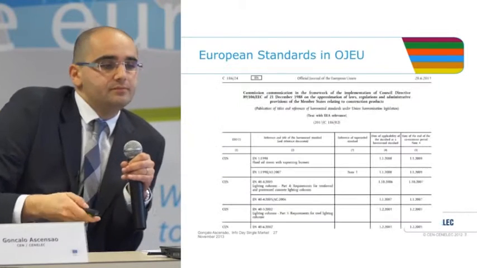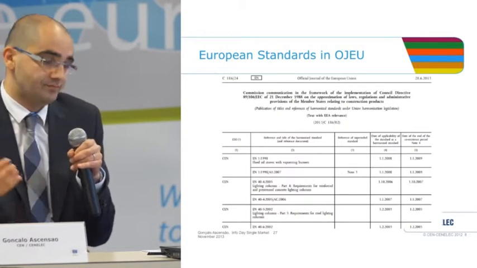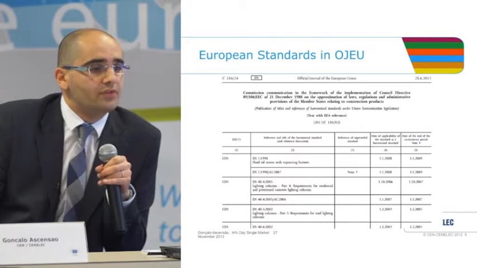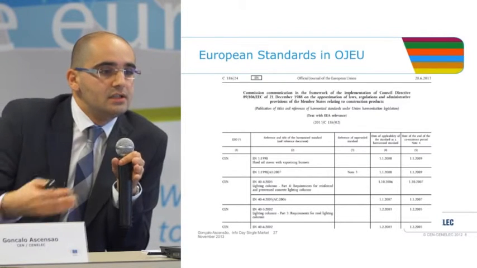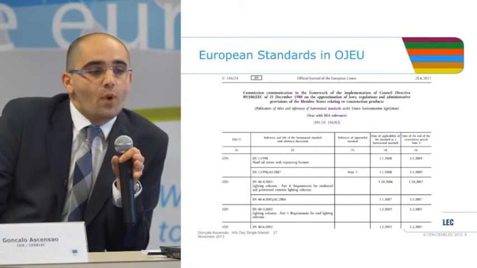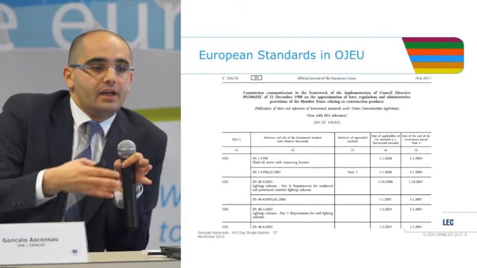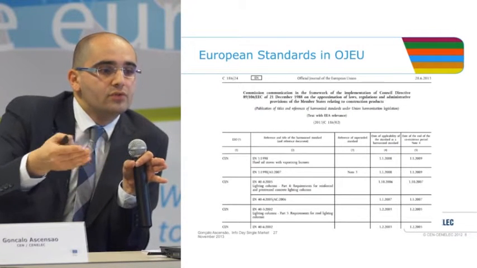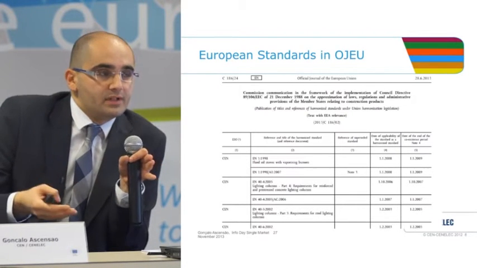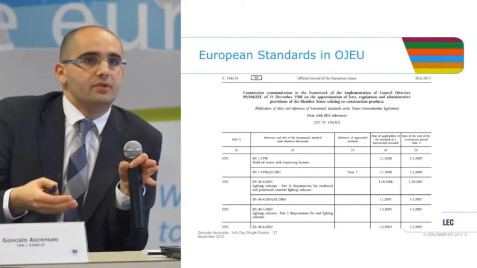And I will go on with an example. This is the latest extract of the official journal for construction products. So you can see, for instance, EN 1 from 1998 is a harmonized standard, and is the only way of CE marking a construction product for fluid oil stoves with vaporizing burners. So in order to know which products are covered, you have to see the scope of the standard.